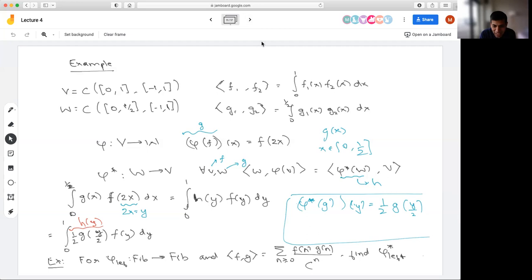As an exercise, I'll ask you to compute the adjoint, again, for our favorite left shift operator on the Fibonacci space, etc. So we've talked about this space quite a lot. And try computing the adjoint of this. In fact, there is, in some sense, also a recipe for computing the adjoint. So we'll see it in a minute, at least for finite dimensional spaces.